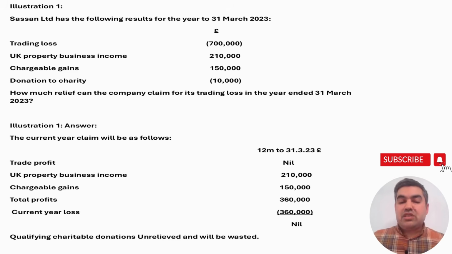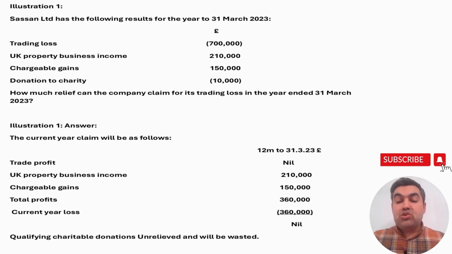So what you need to do is add UK property business income to the chargeable gain. That would give you 360,000. That's how you work out relief for the current accounting period. So, how to use the current accounting period trading loss against the other income of the same accounting period. So that's the illustration. They have total profit of 360,000.